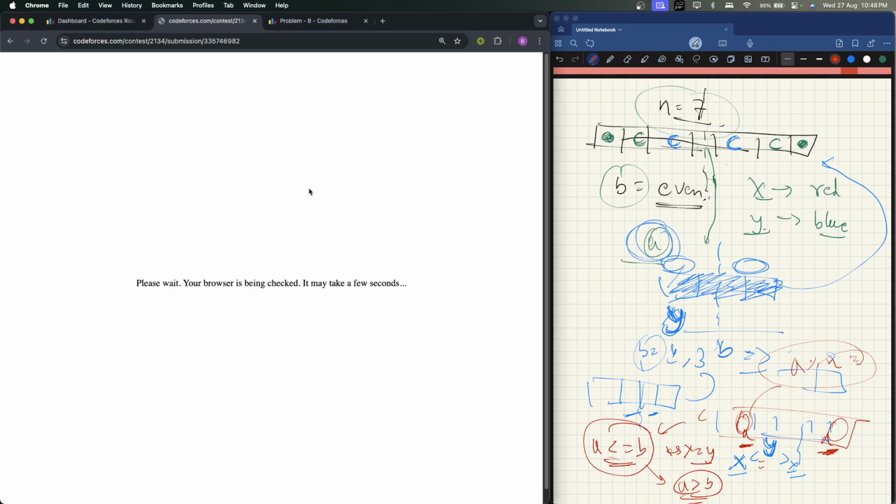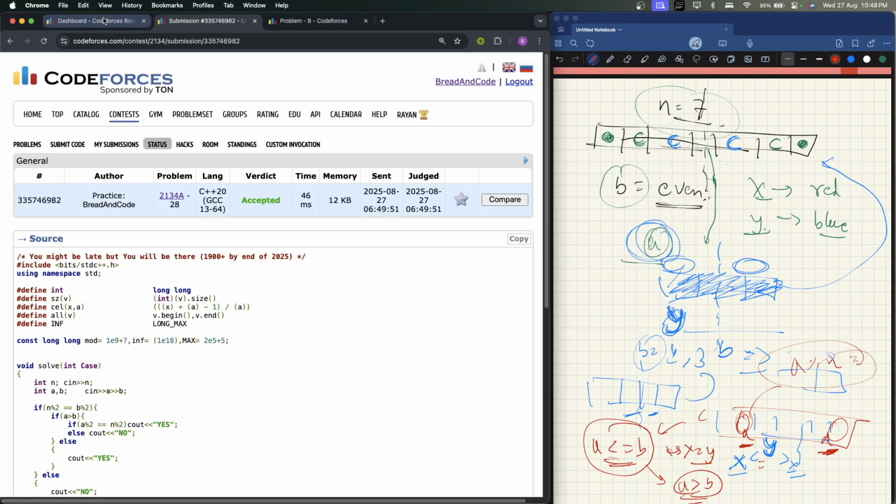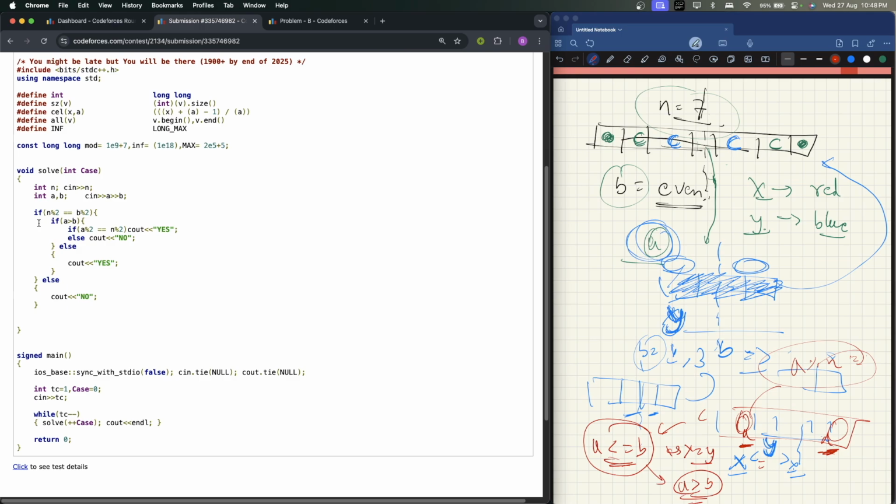Coming to the solution I have submitted. The first condition is that I have checked the parity of n and b. If they are the same, then we have two different cases. If the size of a is greater than b, then we have to again check the parity of a and n, which I talked about at the end. Then the answer will be yes, otherwise no.